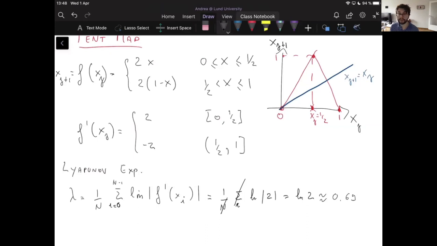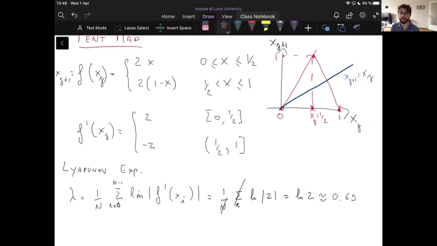But if you have a periodic solution, it means that there is some sort of regularity in your map. We will see this also later in the course, related to a very fundamental theorem, the Poincaré theorem.